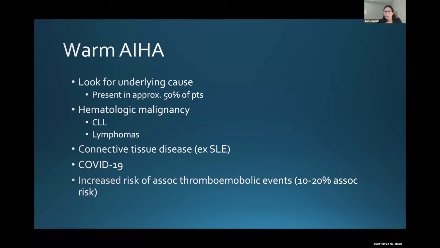Things that can cause it include hematologic malignancies, CLL, lymphomas are particularly culprits. Connective tissue diseases like lupus or other autoimmune diseases can be associated with this. And in today's day and age, COVID-19 also can cause these hemolytic anemias. In all of these settings, just having the autoimmune hemolytic anemia does increase the risk of thromboembolic side effects. So these patients should receive VTE prophylaxis. And if there's any symptoms or concerns for venous thromboembolism, we should be quick to work that up.